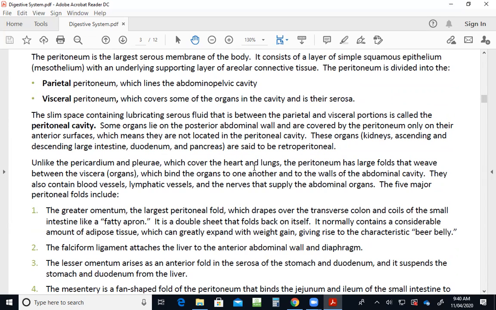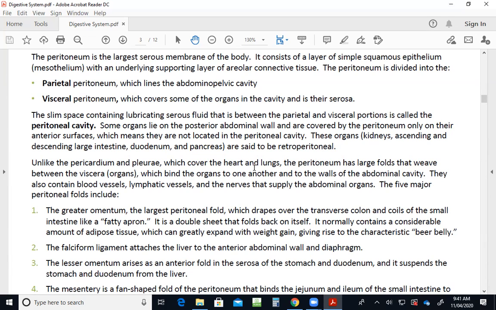We can divide the peritoneum into 2 divisions or 2 parts, just like we did with the pericardium and the pleura. The parietal peritoneum is what lines the abdominopelvic cavity. It's the superficial membrane. The deeper membrane is called the visceral peritoneum, and it covers some of the organs in the cavity and is their serosa. Between them is a slim space with lubricating serous fluid, and this is what we call the peritoneal cavity.